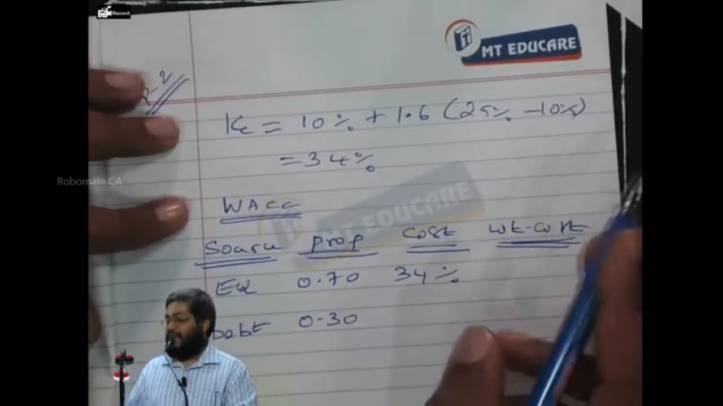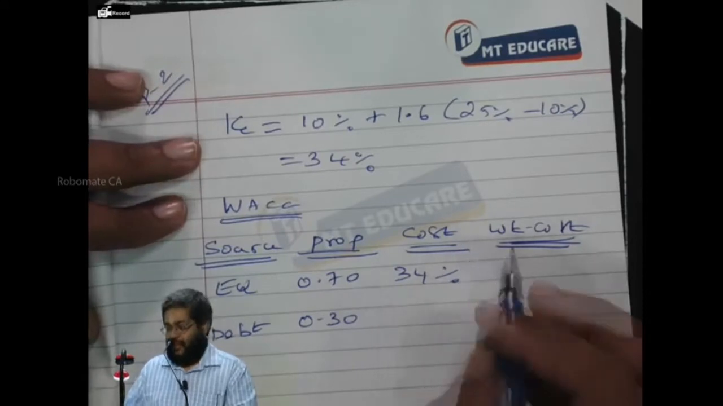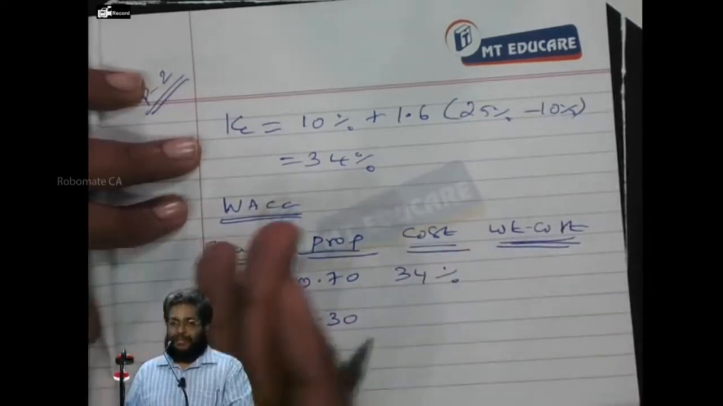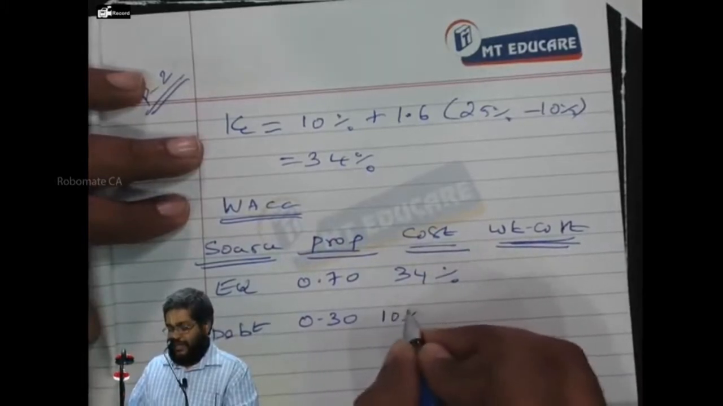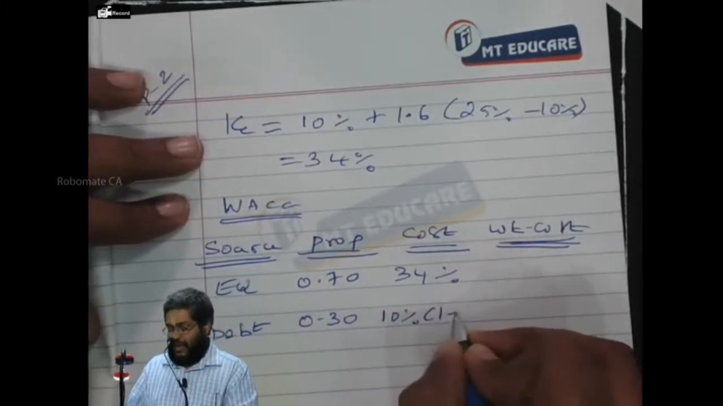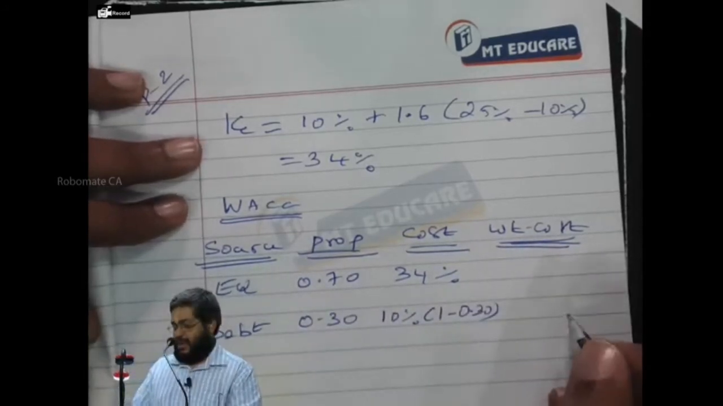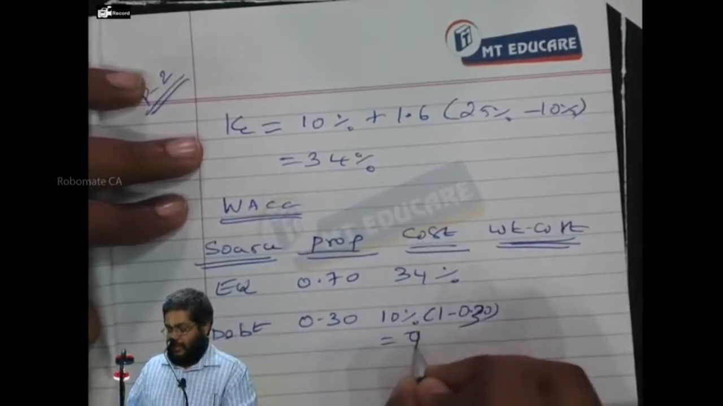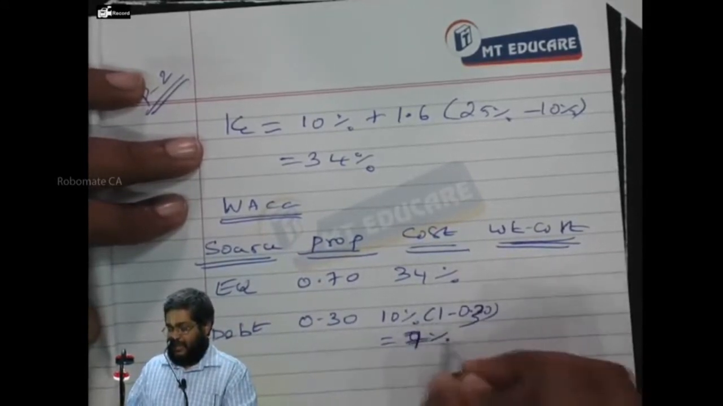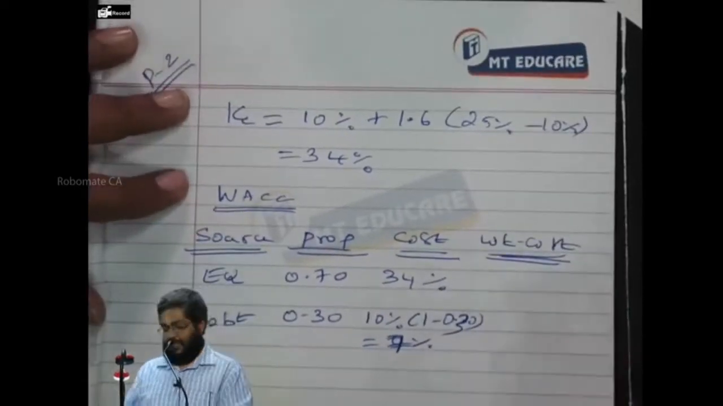Now, for debt don't take 10%. It is going to have a tax shield. Yes or no? So it is I into 1 minus T. In this case the debt is 10% into 1 minus 0.30, tax of 30%. 10% into 1 minus 0.30 is equal to how much percent? 7%. Debt is equal to 7%.